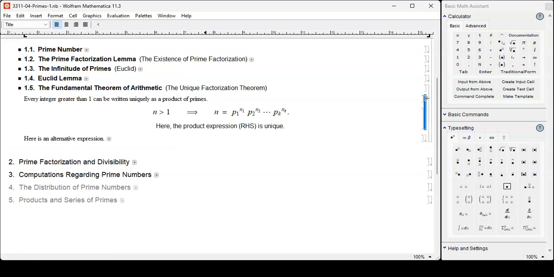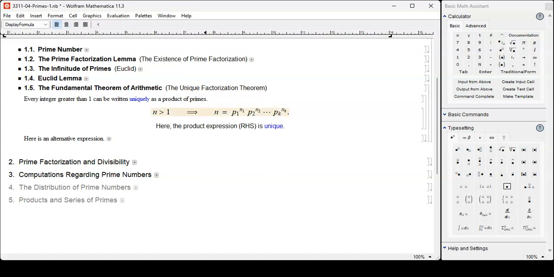Here's the statement. Every integer greater than 1 can be written uniquely as a product of primes. The existence is done. The key here is the uniqueness. So here, each pi is a distinct prime, and the expressions are all unique. So given n, the same n cannot be written as a product of different primes with different powers.